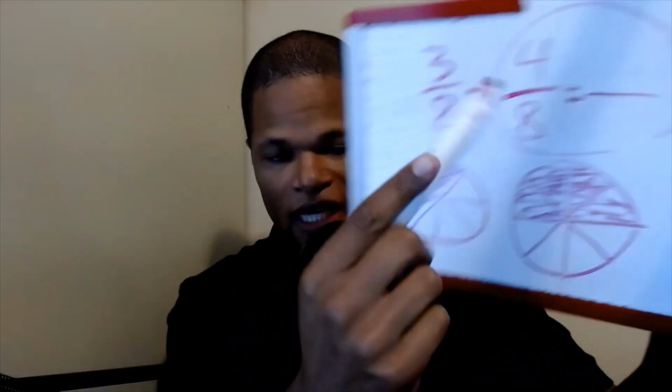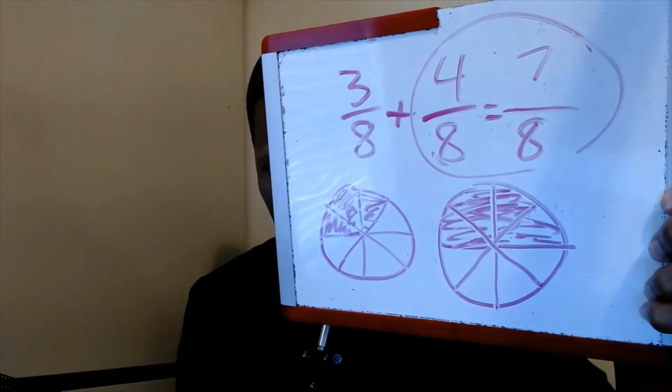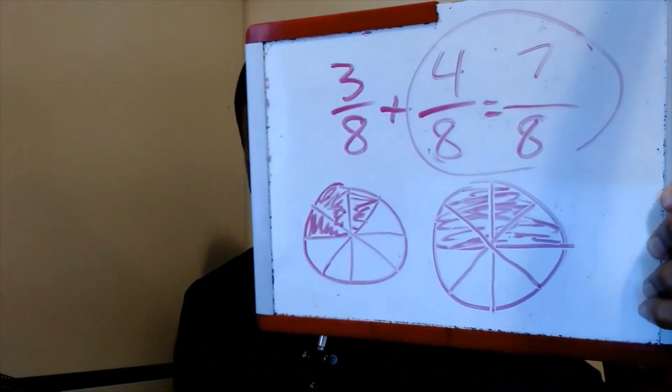3 plus 4 is 7. And remember, we keep it 8 because it means each slice is 1/8. Okay? So that's the why behind the what that we do. I hope that makes sense.